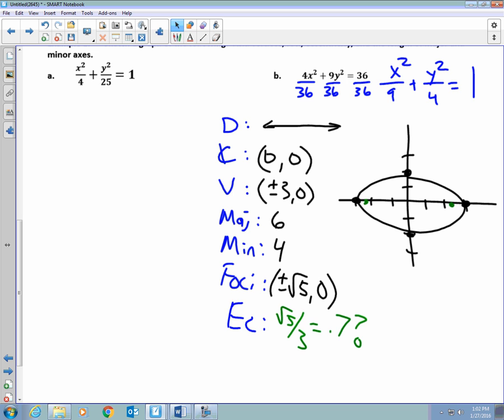Done, you can check up here. Your center should be 0, 0. The vertices should be 3, 0, and negative 3, 0. Your major axis should be 6. Minor axis should be 4. Foci should be plus minus the root of 5, 0. And your eccentricity should be square root of 5 divided by 3, which is, I think, approximately about 0.7.